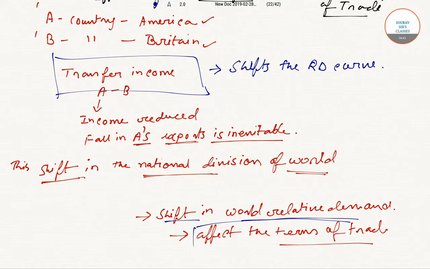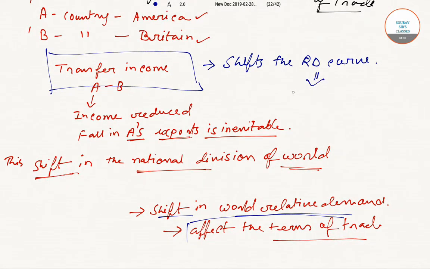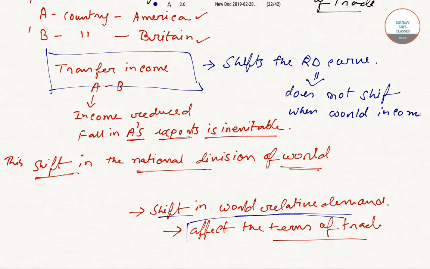However, the RD curve does not necessarily shift when world income is simply redistributed. So when the world's income is simply redistributed, this does not take place.